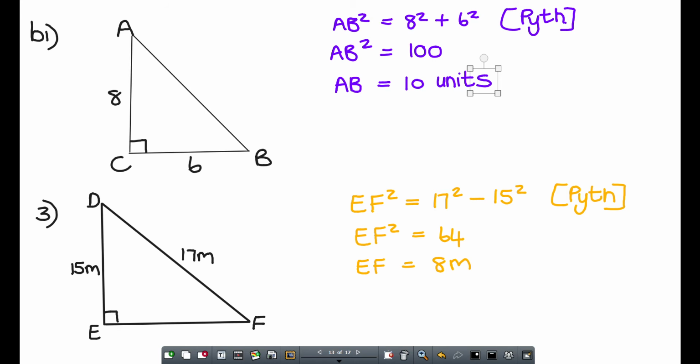Then number 3, same thing. It says in triangle DEF, E will be 90 degrees. They're saying that DE is 15 meters and DF is 17 meters. So in this case, they're giving me the hypotenuse. Some of you might have said 15 squared plus EF squared is equal to 17 squared. And then after that, you got this. Either one of those two is fine.